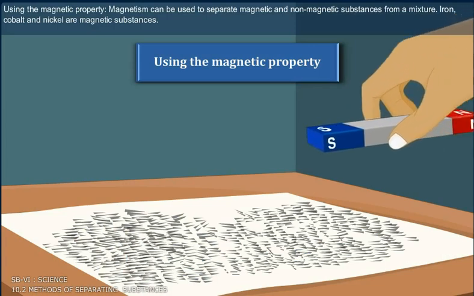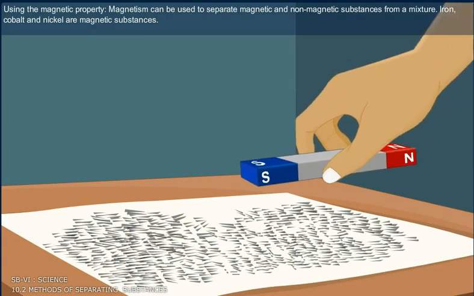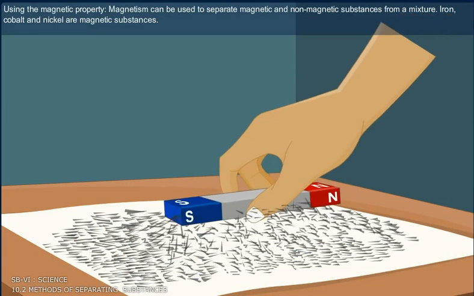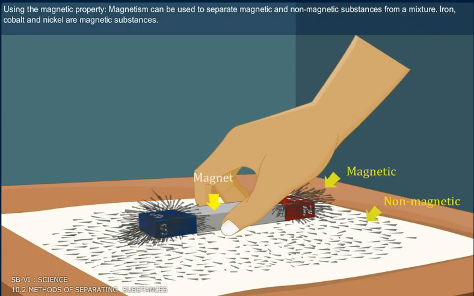Using the magnetic property. Magnetism can be used to separate magnetic and non-magnetic substances from a mixture. Iron, cobalt and nickel are magnetic substances.